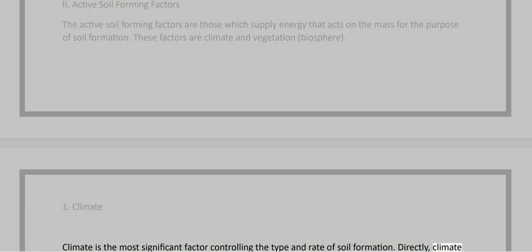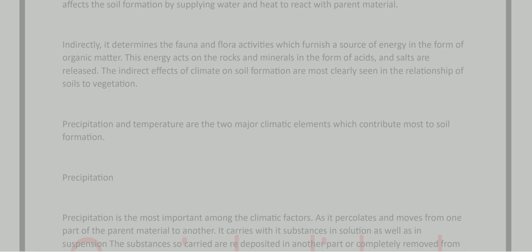Directly, climate affects the soil formation by supplying water and heat to react with parent material. Indirectly, it determines the fauna and flora activities which furnish a source of energy in the form of organic matter. This energy acts on the rocks and minerals in the form of acids, and salts are released. The indirect effects of climate on soil formation are most clearly seen in the relationship of soils to vegetation.